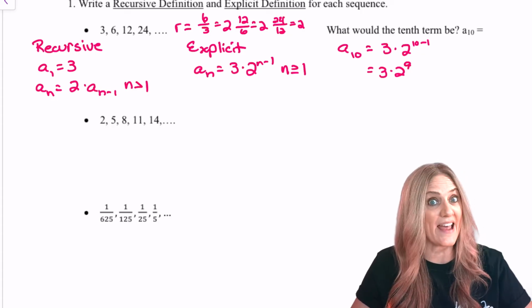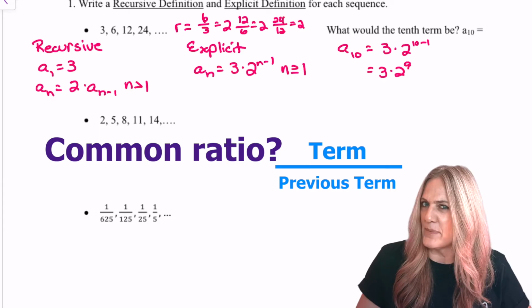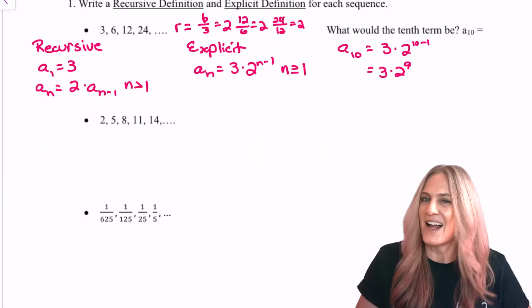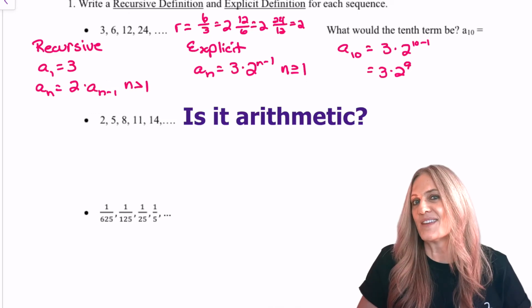Let's take a look at our next sequence. Common ratio? 5 divided by 2, 8 divided by 5. I'm not seeing a common ratio. What other type of sequence could this be?